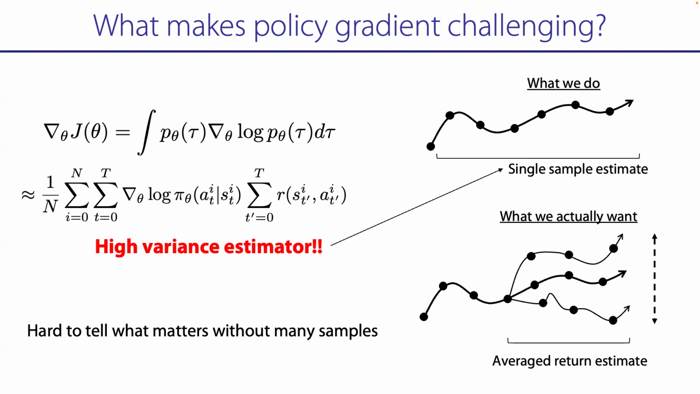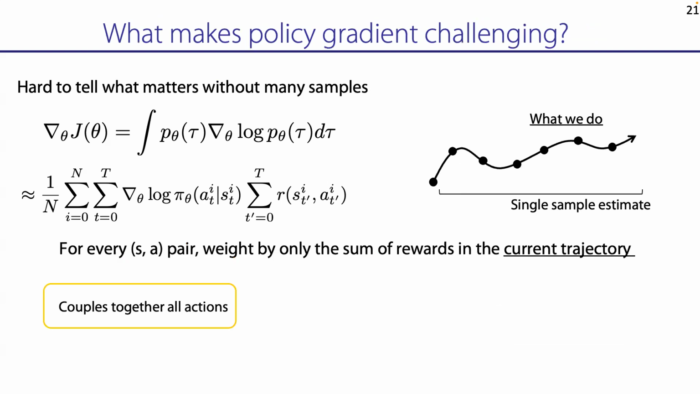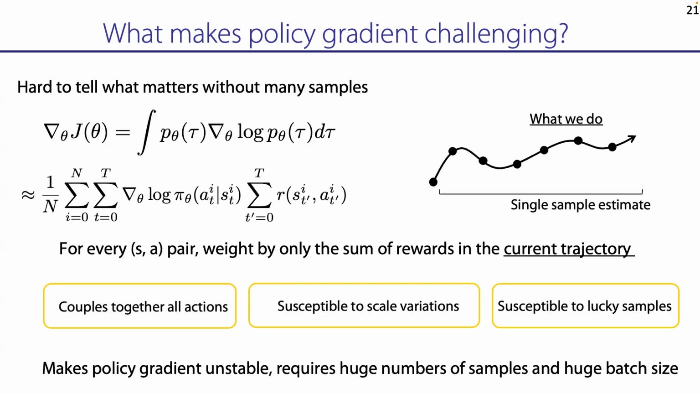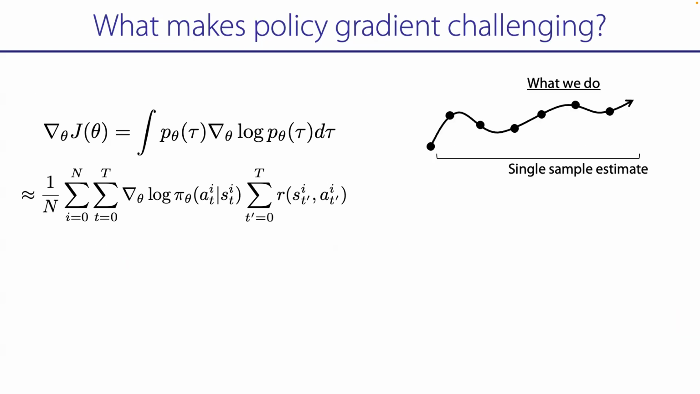And so we're going to try and reduce the variance of these three factors, right? Coupling together actions, scale variations, and lucky samples. We're going to try and reduce them one by one.